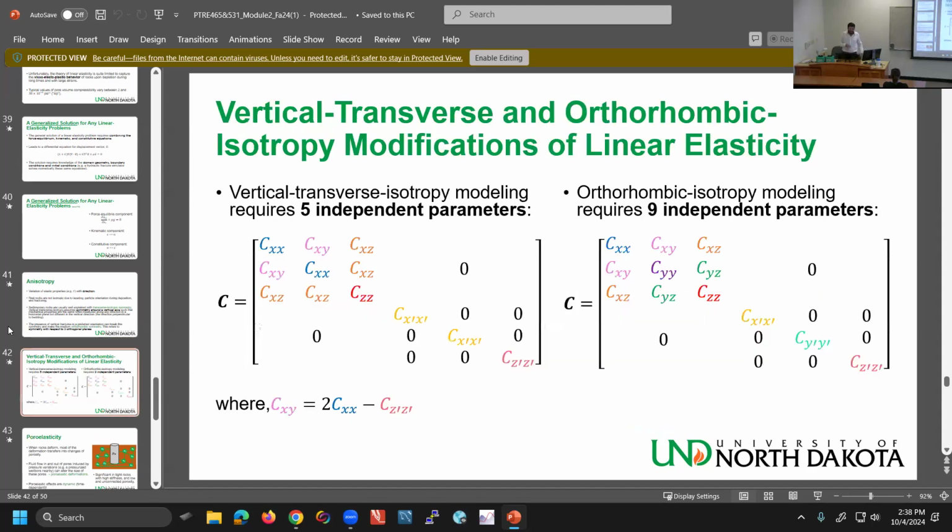And we applied that mathematically, or we saw how it is applied, and remember, those two are interconnected. So you have 6 different non-zero parameters, but you only need 5 for the VTI, and you need 9 for the orthorhombic. This is an important slide, but slide 42 is not going to be on this exam.